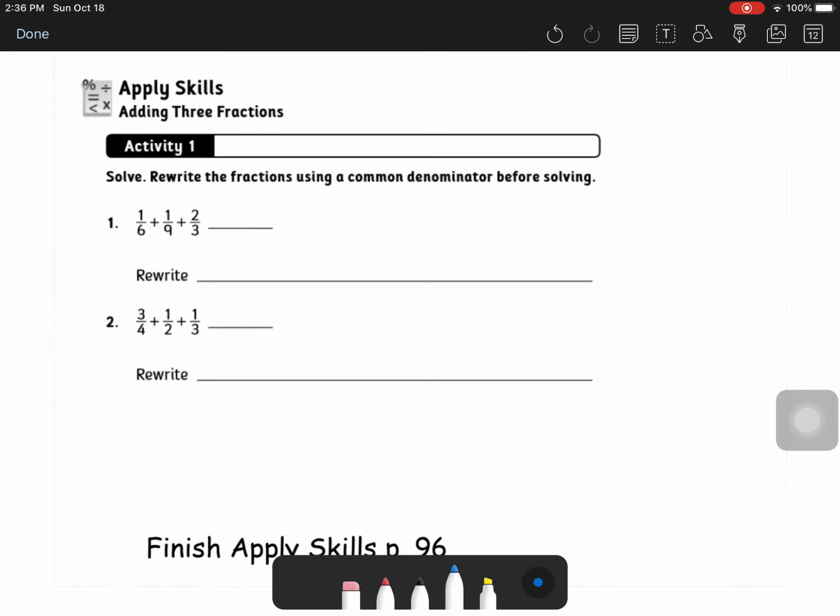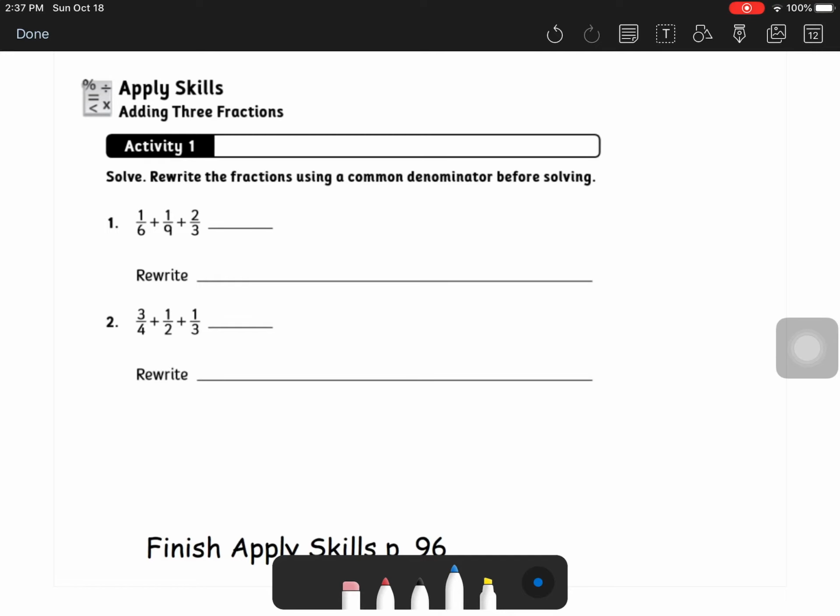Okay, so let's see if we can do this. So if I was looking at 6, 9, and 3. If I were counting by 6s, I'd get 6, 12, 18. If I was counting by 9s, I'd get 9, 18. And if I was counting by 3s, I'd get 3, 6, 9, 12, 15, and then 18. So 18 is going to be your common multiple there. Okay, so we're going to rewrite these. We want to make 18s for each.